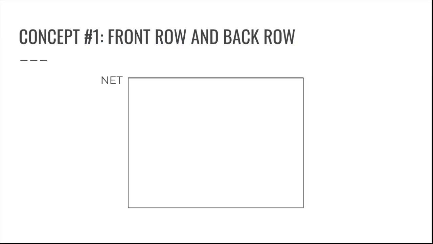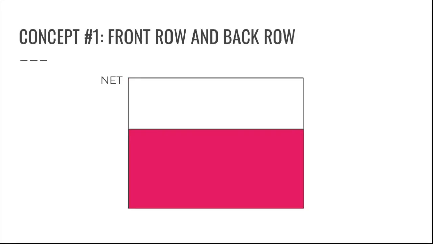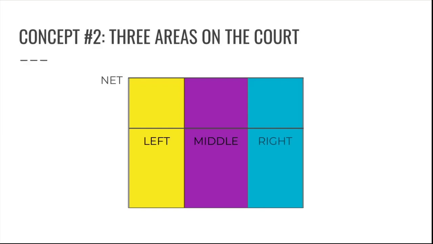Okay, so our first concept is that there is a front row and a back row. This is my beautiful illustration of a court with the net at the top. We're going to split the court using that 10-foot line. So we have the front row and we have the back row. Pretty simple. The second concept is that there are three areas on the court. We have the left side, the middle, and the right side.